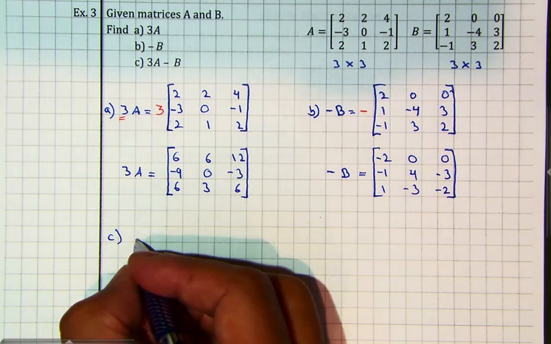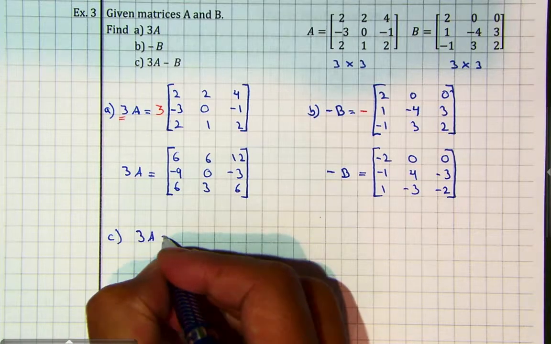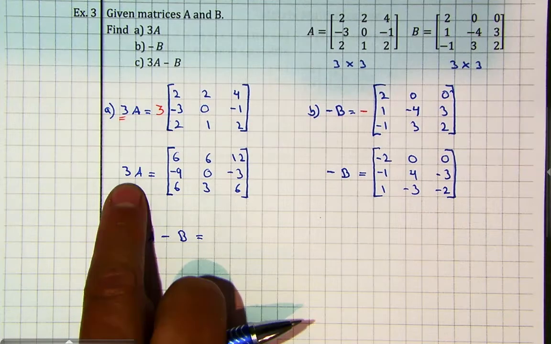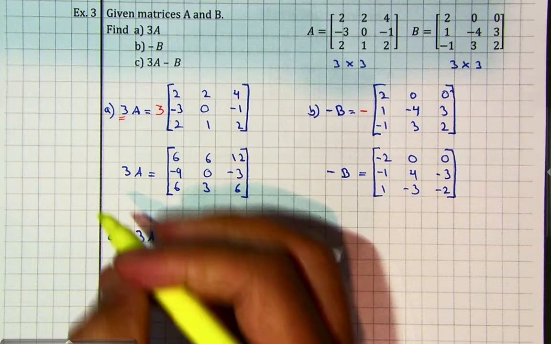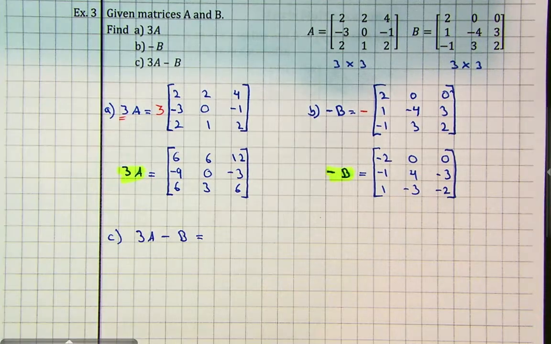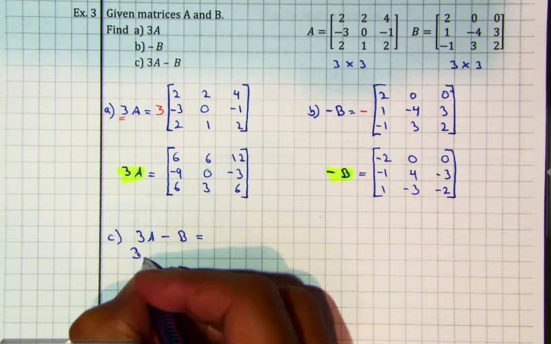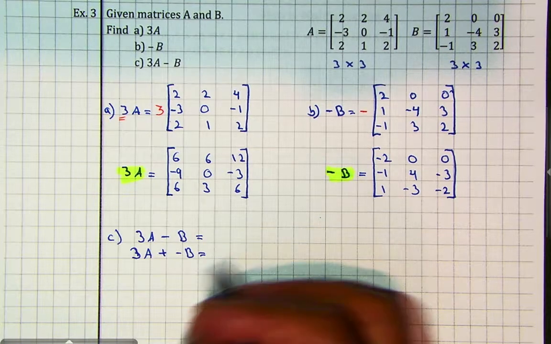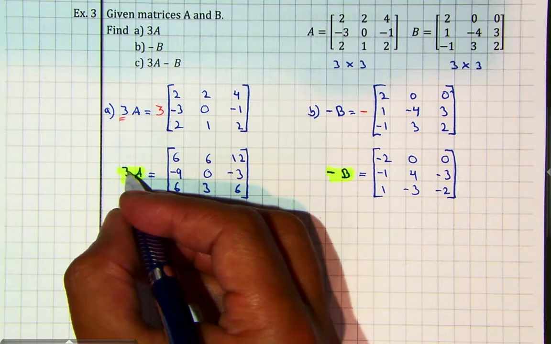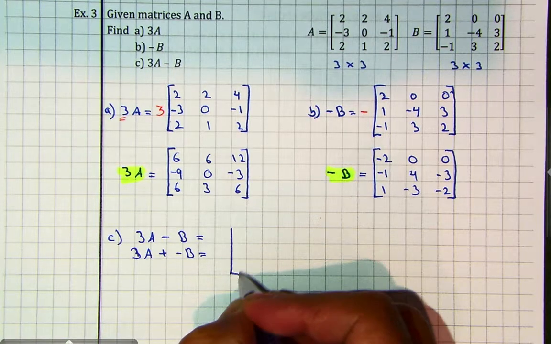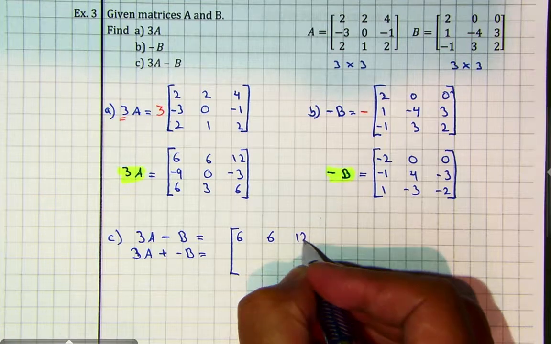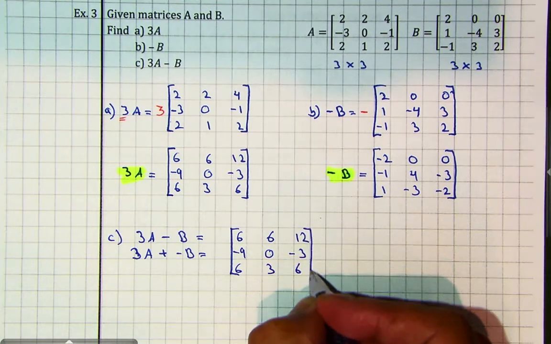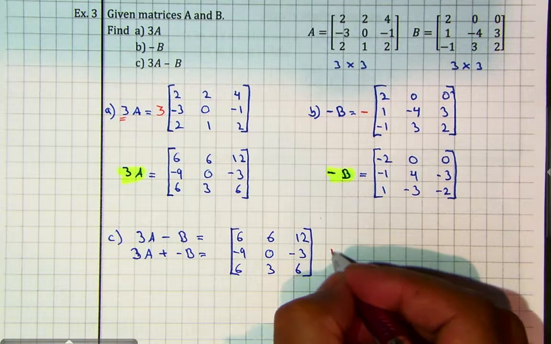On part C, I need to be able to find 3A minus B. But we know that we can rewrite, right? We have 3A here, and we have -B here. So let's go and rewrite it as 3A plus negative B. And now we can use what we have already. So therefore 3A, 6, 6, 12, negative 9, 0, negative 3, 6, 3, 6, plus negative B.